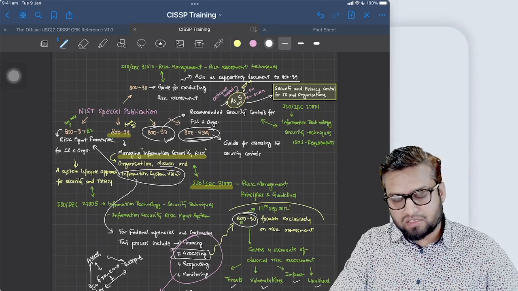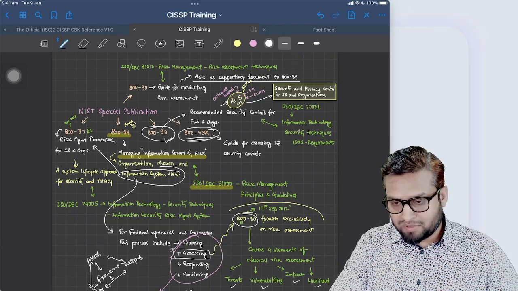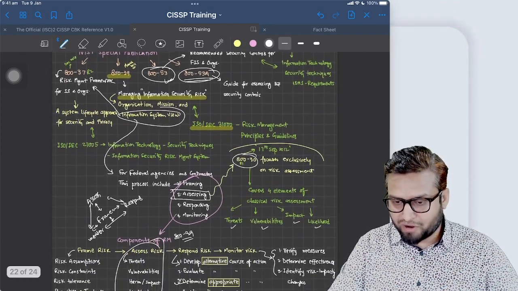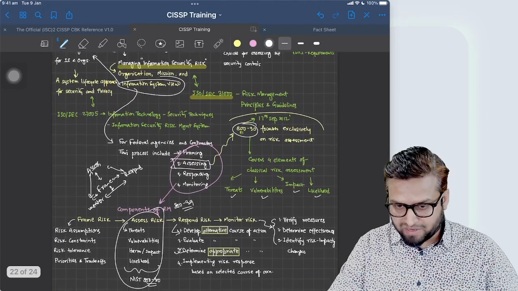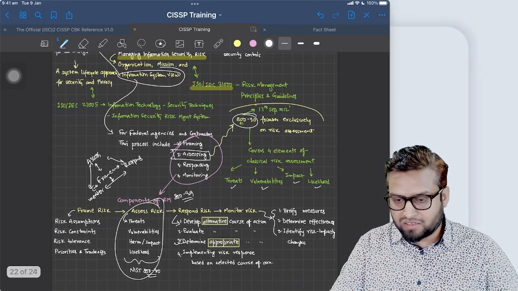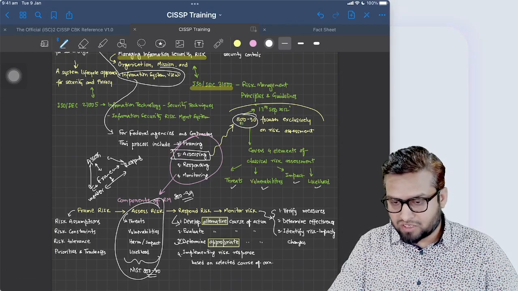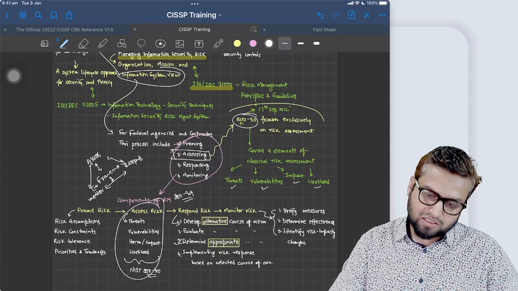Next, what we are going to discuss is risk management, how we do risk management. I think I have already given a fair bit of information on how we do risk management in the last paragraph of this drawing. But I will discuss more in terms of how the CBK 9th edition book explains this concept and what the important things are for CISSP exams.